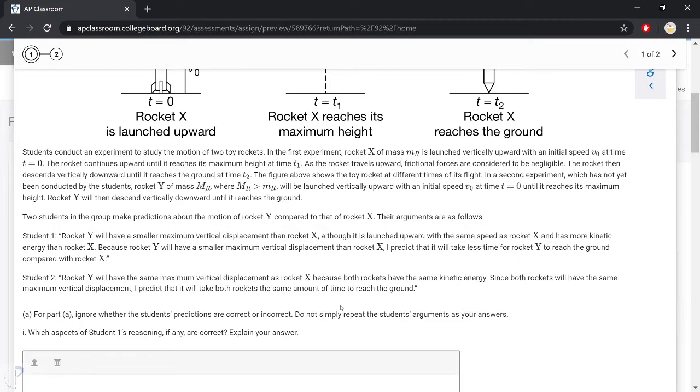Two students, if I have that right. Do I have that right? Is V0 the same? The vertical? Yeah, speed V0.